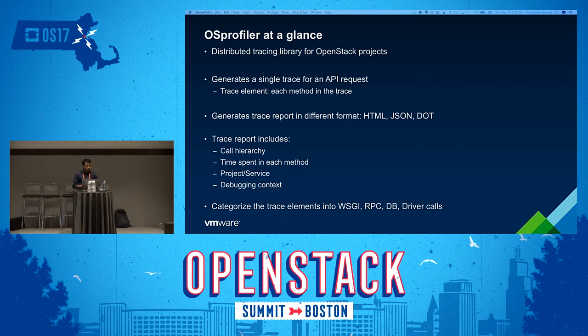And the trace report includes the call hierarchy, the time spent in each method, the project or service which the method is part of, and some context to do some debugging. It also categorizes the trace elements into different types, such as WSGI, RPC, DB, or driver calls, depending on what type of call it is.